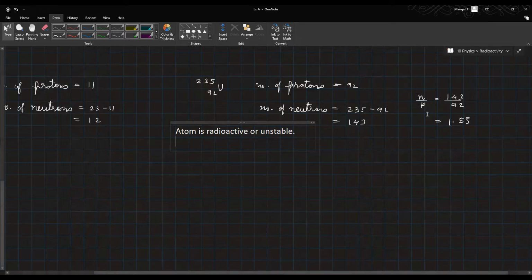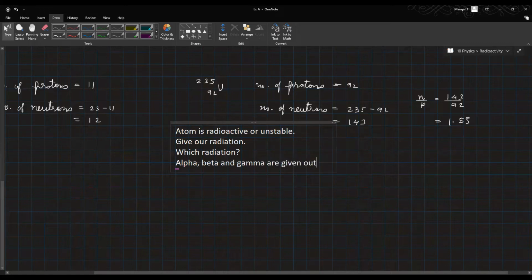Okay. Now, if it is radioactive, what does it do? It gives out radiation. Now, which radiation? Those are alpha, beta, and gamma. These radiations are given out from the nucleus of an unstable atom. Like uranium will be giving out this alpha, beta, gamma radiation.